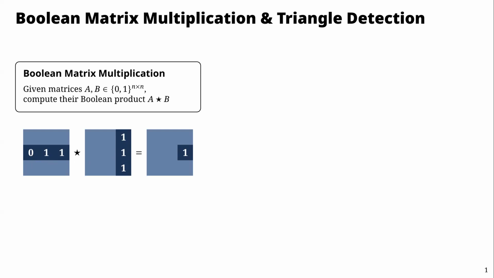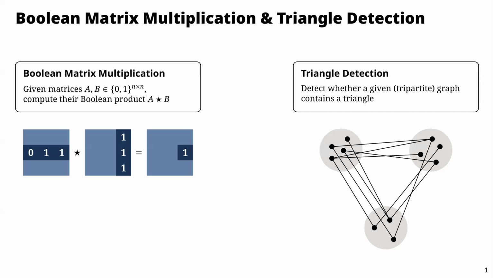This is really a very fundamental problem because many polynomial time algorithms just apply Boolean matrix multiplication as a black box in order to get speedups. Now, as it turns out, this is related to another problem called triangle detection. Here, the task is to detect in a given graph, which we can assume without loss of generality to be tripartite, whether it contains a triangle. The triangle would be a triple of nodes in which all three edges are present.